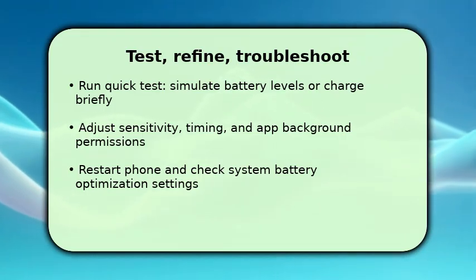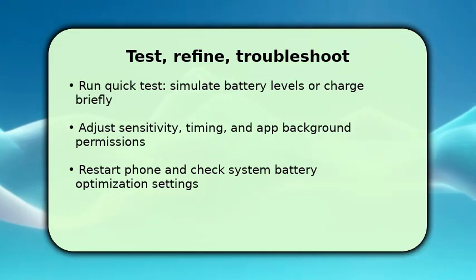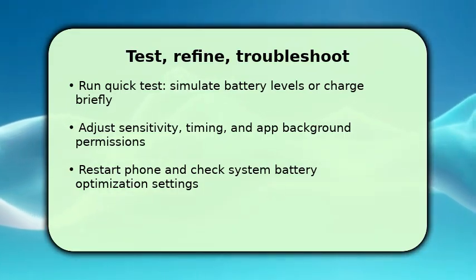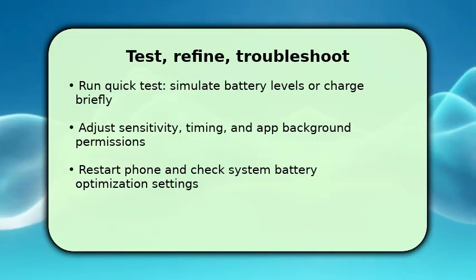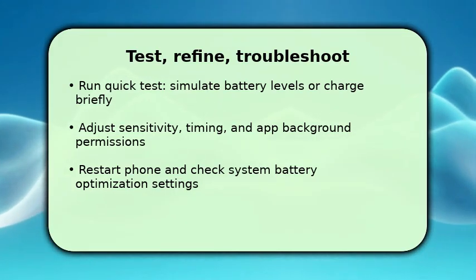Finally, restart your phone and check system battery optimization settings to prevent the OS from killing the app. If a notification still fails, toggle permissions and retest. Most issues come from background restrictions or missing usage access.